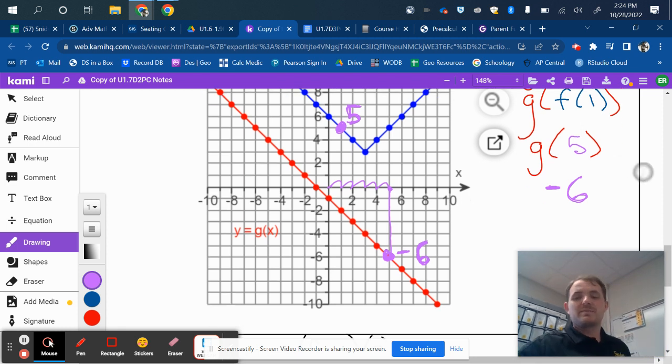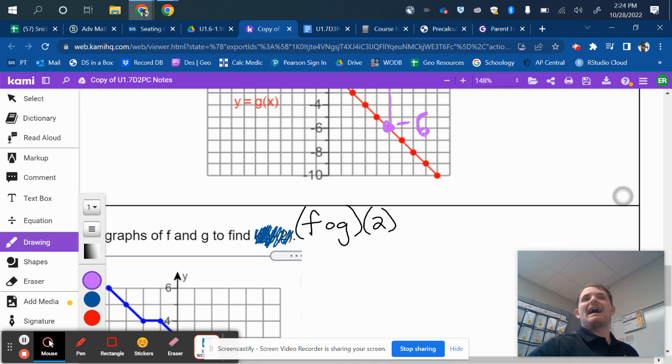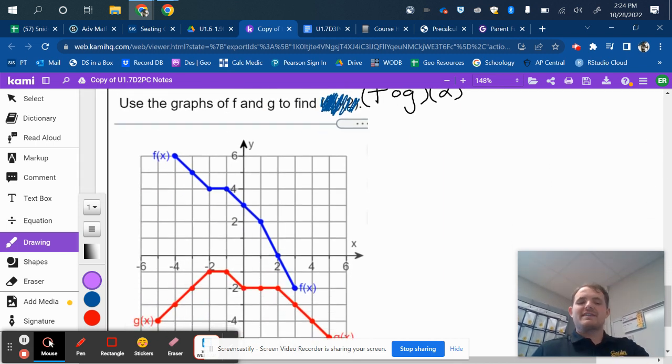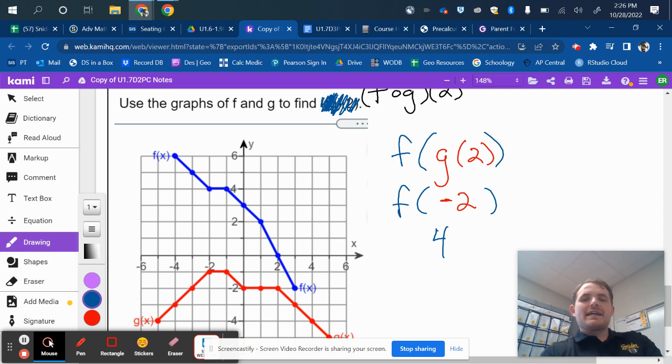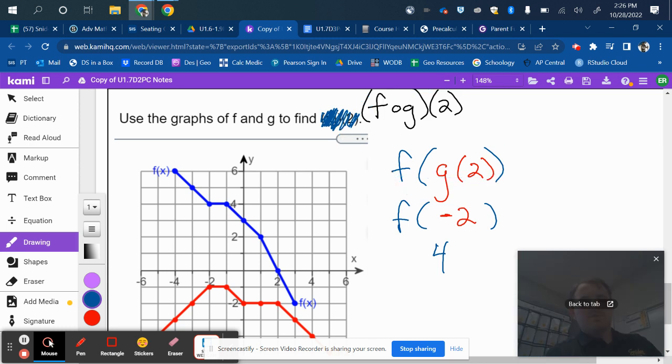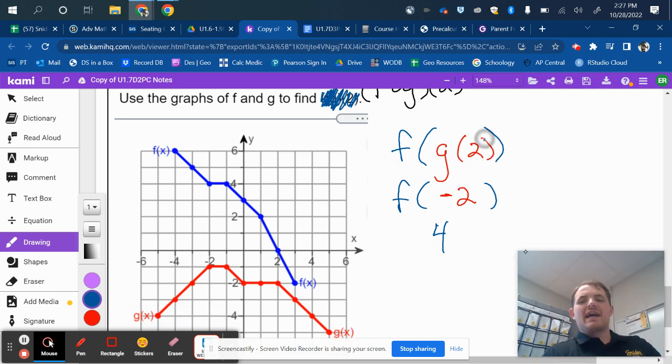All right, so next one. Should I leave you alone to try the second one? Yep. Let me leave you alone to try the second one. Looking at it. Again, we got to be able to translate it. We got to translate it to f of g of 2. So I deal with the inside first. I deal with the red first.